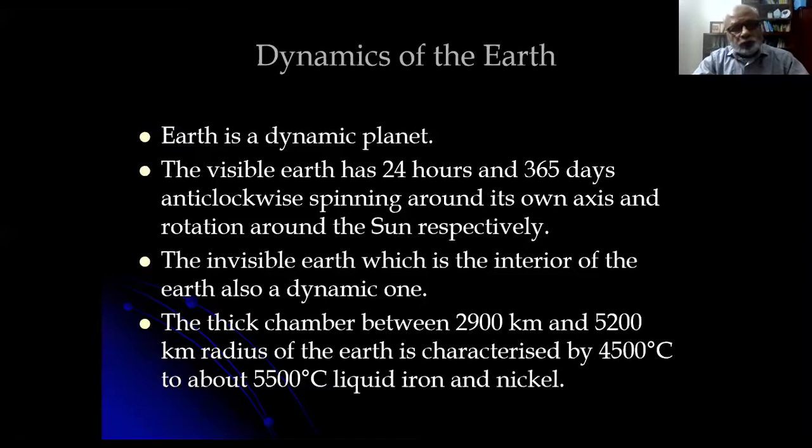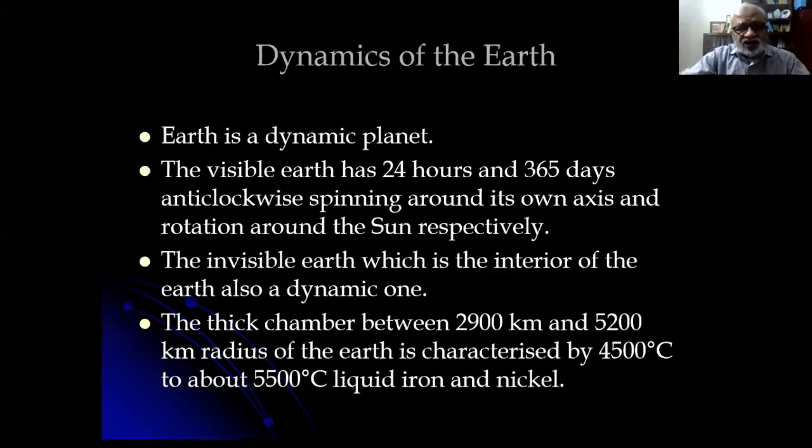So, a journey to the center of the Earth. If you make a journey from the surface of the Earth to the center of the Earth, then you will find many interesting zones inside the Earth, and all of them are in motion.